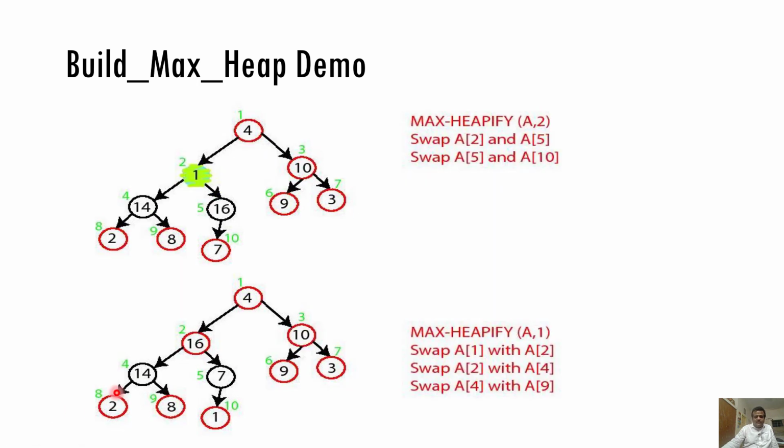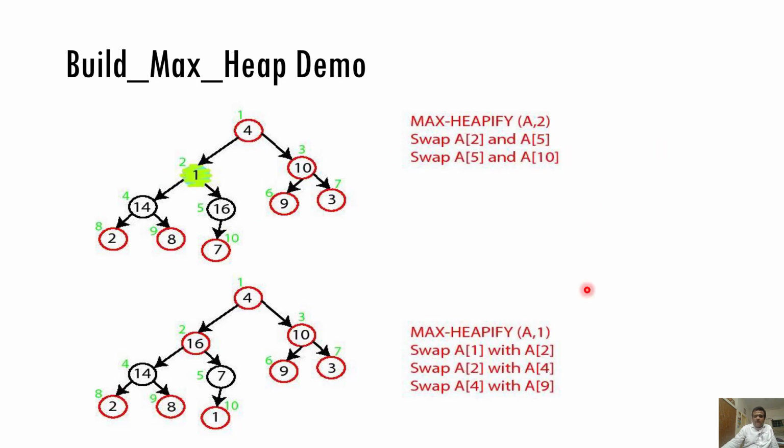So, we call maxipify here. It was 1. So, we take the maximum of these two, we swap with this. So, 16 will go there and 1 will come here. So, we call maxipify on 2.